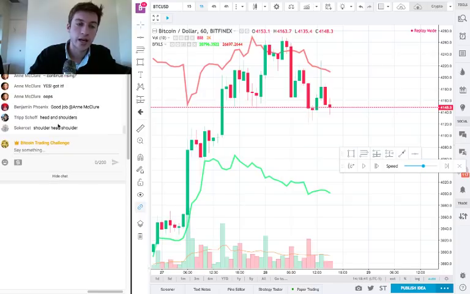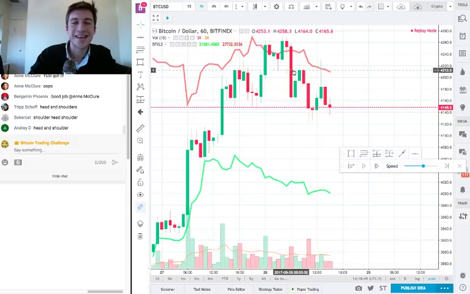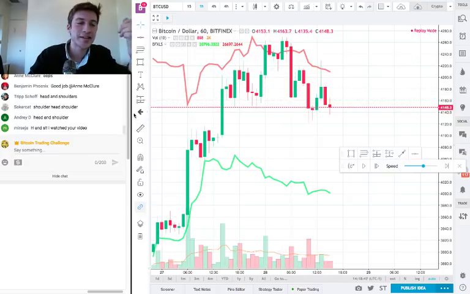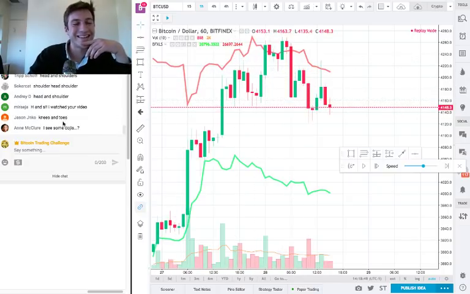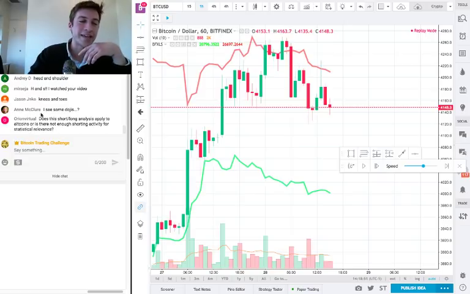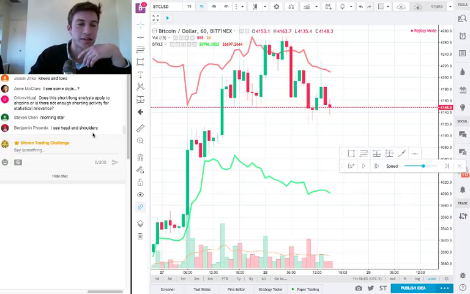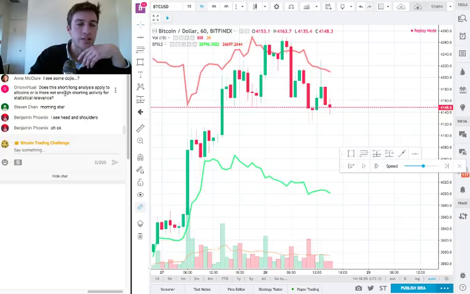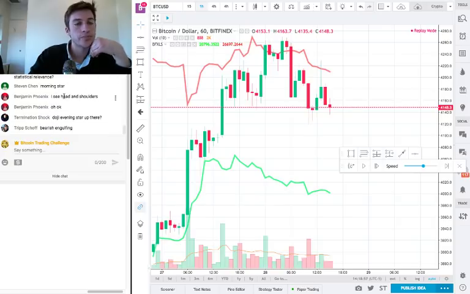Those are chart patterns, guys, not candlestick patterns. Head and shoulders. This is kind of a head and shoulders, but these are those. Yes, Anne's right. A doji is a candlestick. Yes, long and short analysis does apply to altcoins.